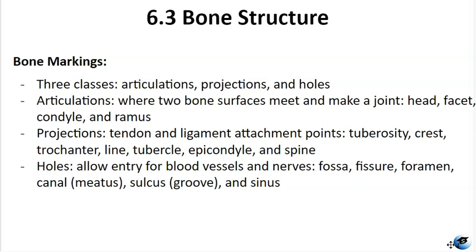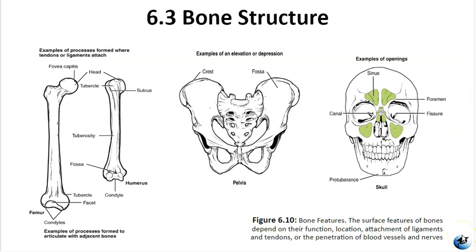Depressions and openings within bones facilitate the passage of blood vessels and nerves. Fossae are shallow depressions. Fissures are narrow openings. Foramina are openings for vessels and nerves. Canals or meatuses are larger passageways. Sulci or grooves are furrows. And sinuses are air-filled chambers aiding in functions like resonance. Figure 6.10 gives examples of these bone markings.